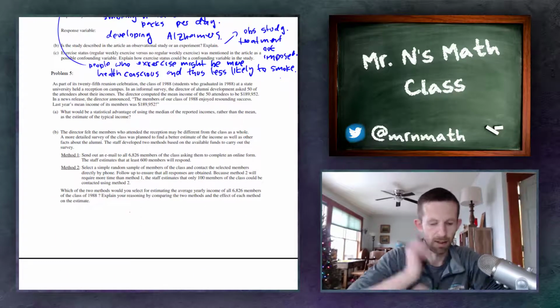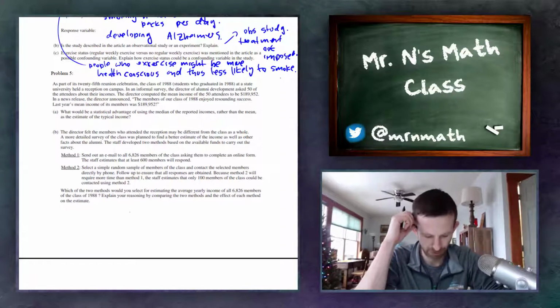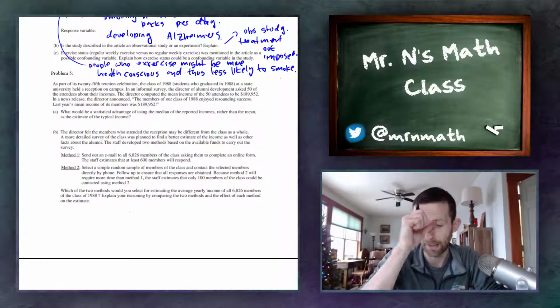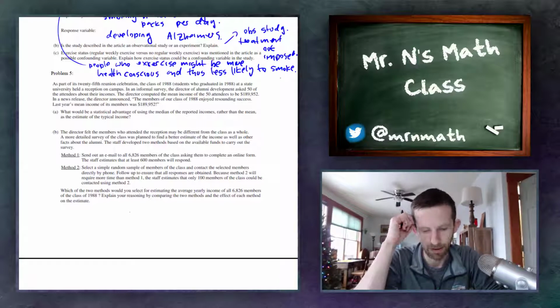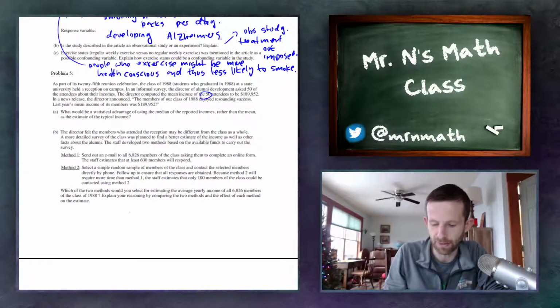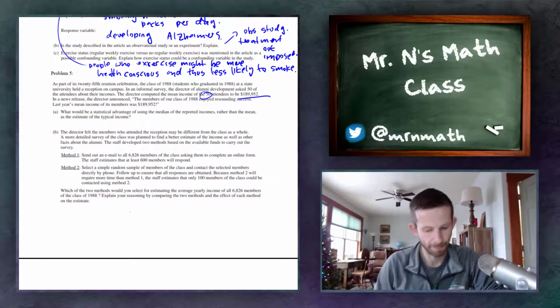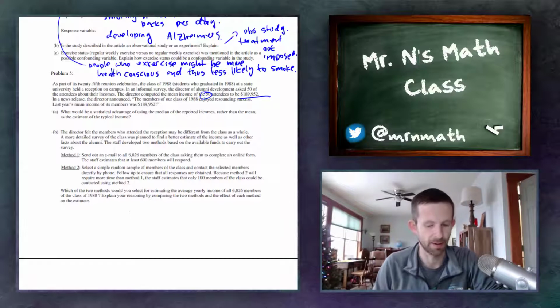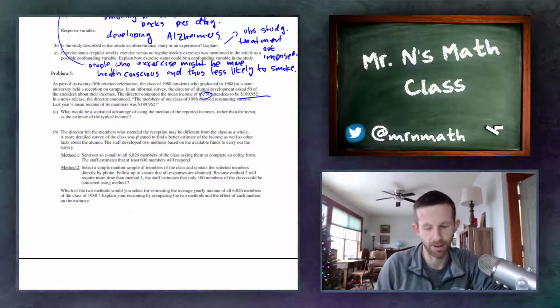Problem number 5. As part of its 25th year reunion celebration, the class of 1988 held a reception on campus. In an informal survey, the director of alumni development asked 50 of the attendees about their incomes. The director computed the mean income of the 50 attendees is $189,000. In a news release, the director announced the members of our class enjoyed resounding success. Last year's mean income was $1,889,952.